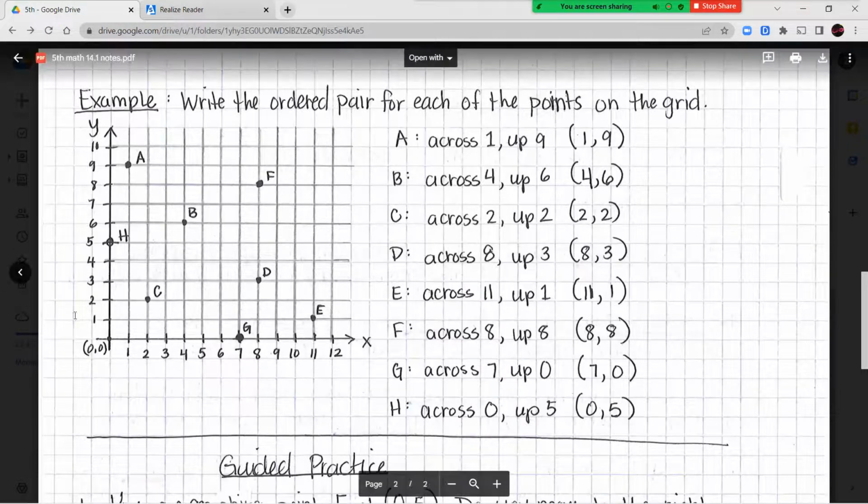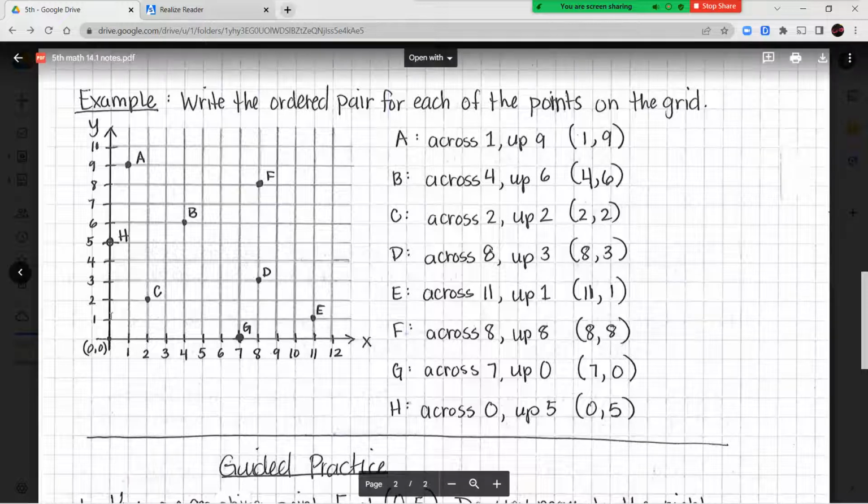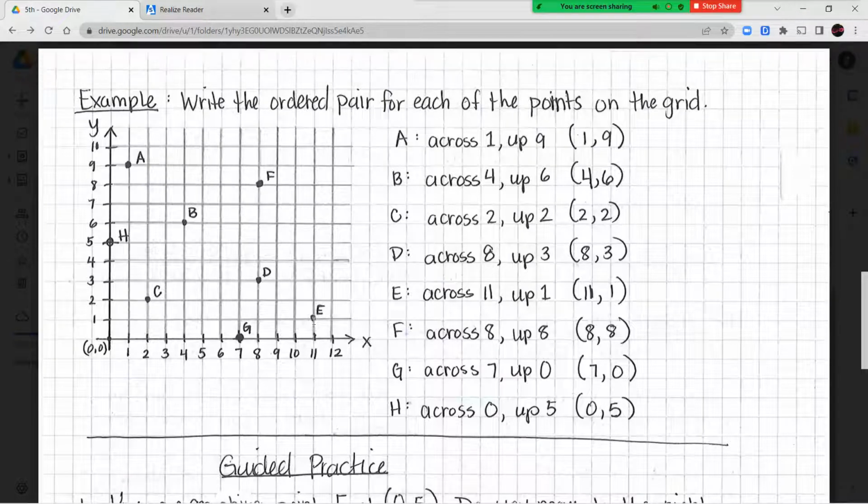For C, you can see that we went across 2 spaces, and then we went up 2 spaces. And we placed point C at the location of 2, 2. For point D, we went across 8 spaces and then up 3 spaces, which is located at 8, 3. E, we went across 11 spaces and up 1 space. So point E is located at the coordinate or ordered pair 11, 1.